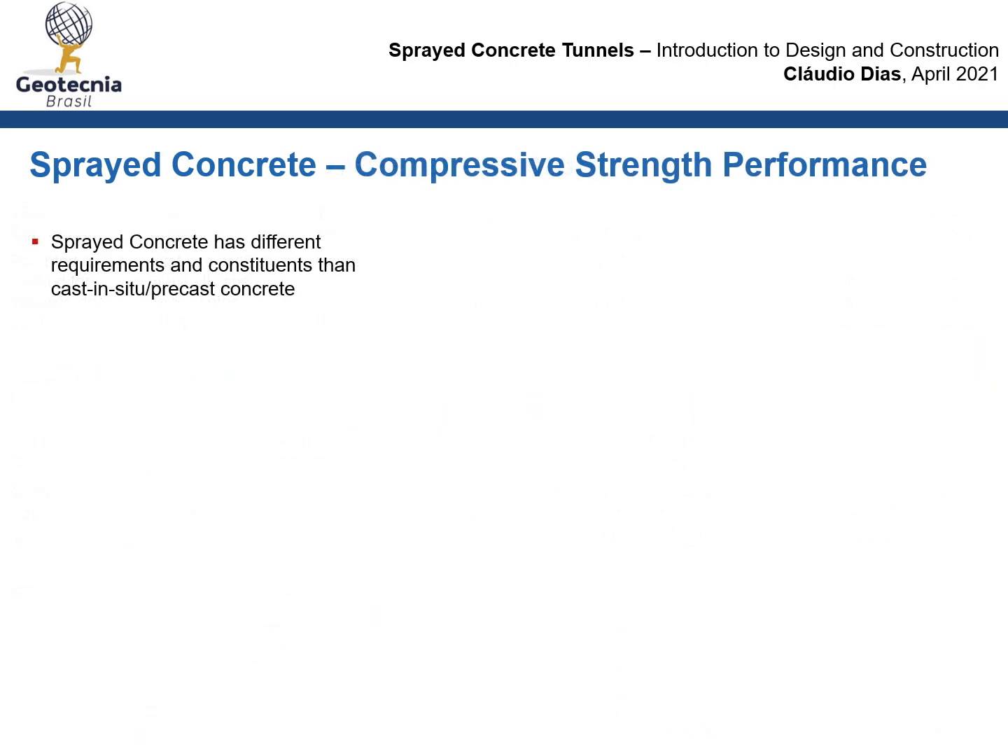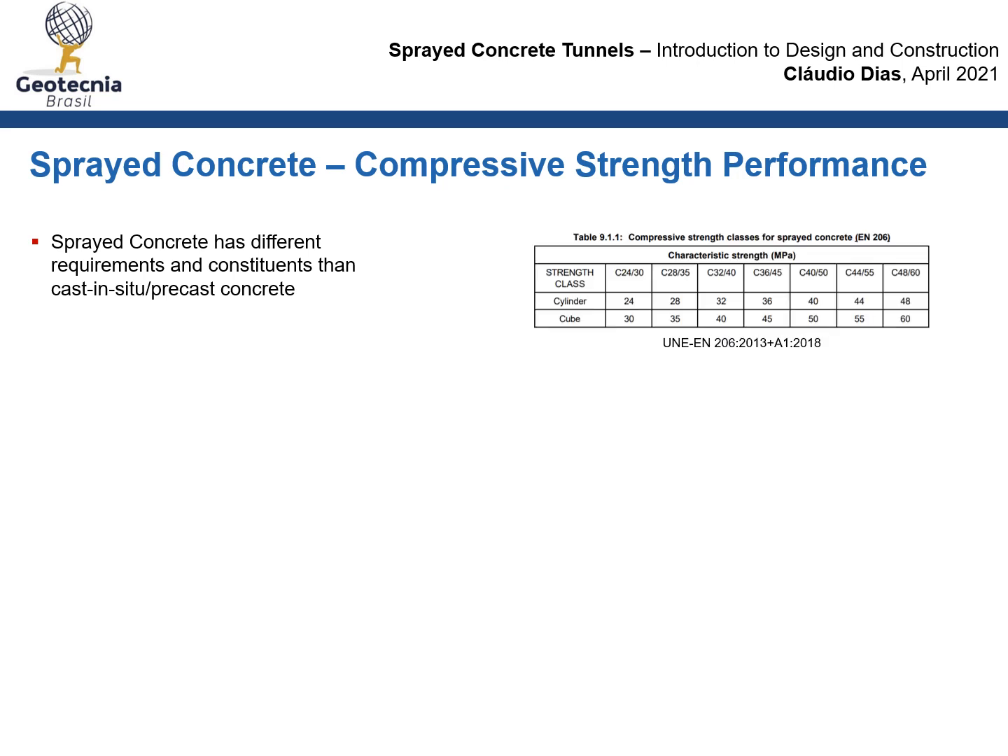Sprayed concrete has different requirements and constituents than cast in situ or precast concrete. This is mostly due to the compressive strength performance requirements. This table shows typical classes of shotcrete used in Europe, where the classes C28/35 and C32/40 are typical shotcrete classes used in tunnel projects.